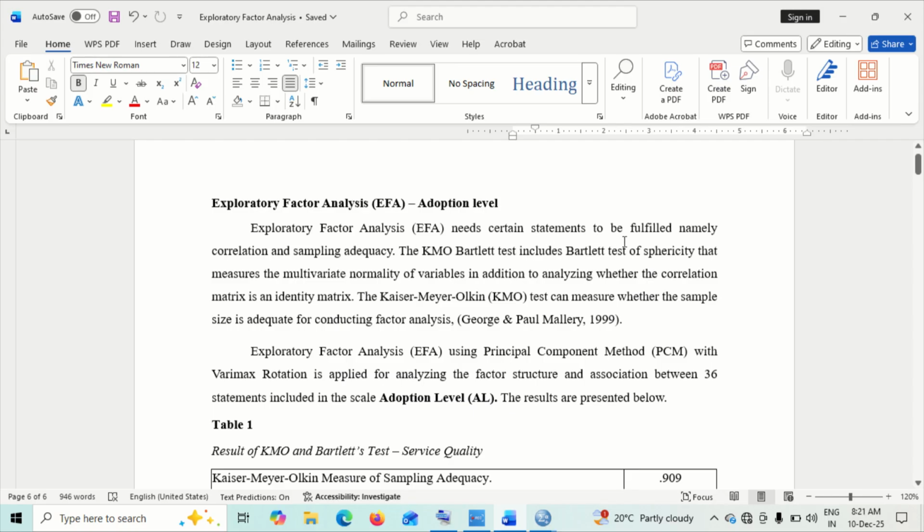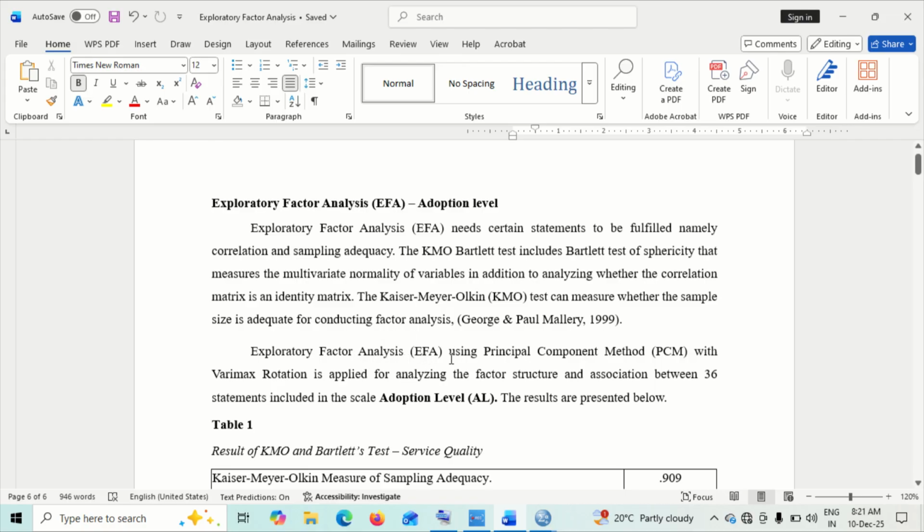Exploratory factor analysis needs certain assumptions to be fulfilled, namely correlation and sample adequacy. The KMO and Bartlett test includes Bartlett's test of sphericity, which measures multivariate normality of the variables in addition to analyzing whether the correlation matrix is an identity matrix. The Kaiser-Meyer-Olkin test measures whether the sample is adequate for conducting factor analysis. The citation is George and Mallery, 1999.